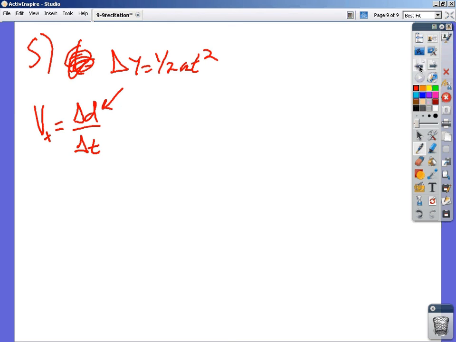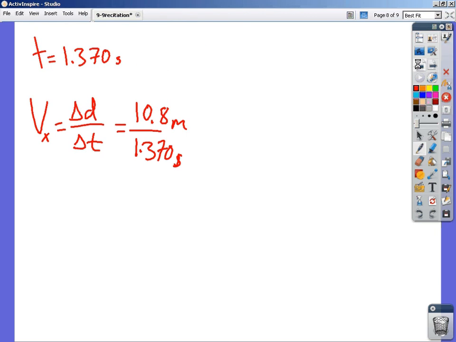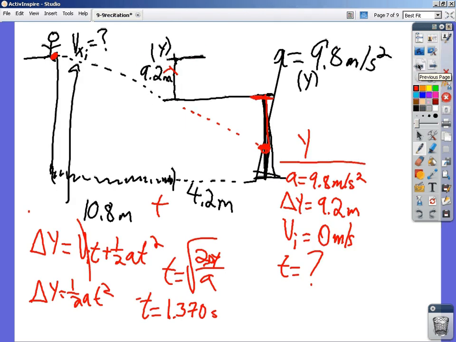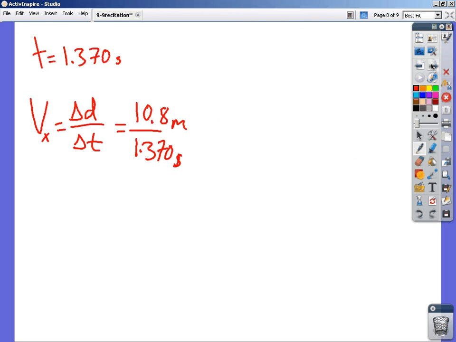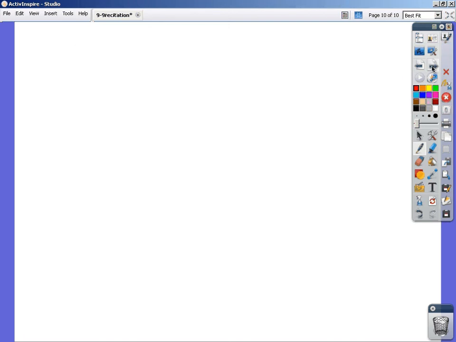Number 5 is like the opposite of number 4. In number 4, we have more information in the y direction, so we solve for time there, and then solve for the initial velocity. You're looking for how far from the cave it falls.